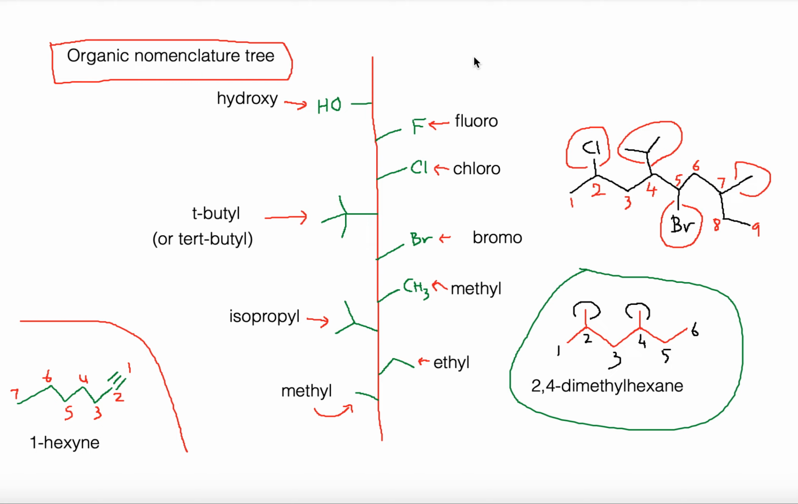Okay. Now talking about branches, I've got you covered. I call them nomenclature tree. You got all kinds of branches. Imagine like a tree. Okay, that's the longest continuous carbon chains. And you got fluoro, chloro, bromo, methyl. Ethyl is 2 carbon branch. Methyl is just a stick or 1 arm branch.